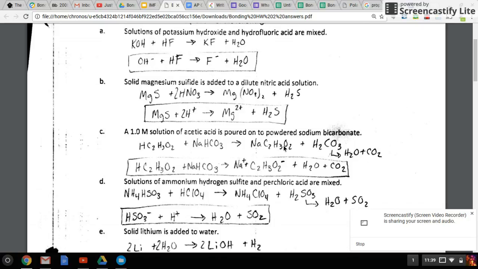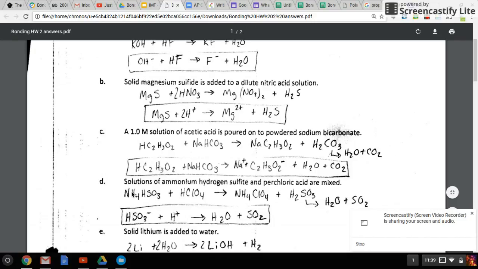It's going to form sodium acetate. All acetates are soluble, especially if it's bonded to something in group 1, so we have our ions there. And it does form carbonic acid, which immediately breaks down into water and carbon dioxide. Again, these are your gas-forming reactions that you just need to know and be able to recognize immediately.